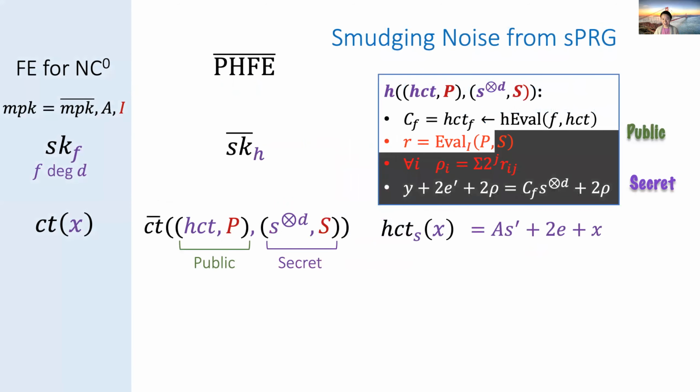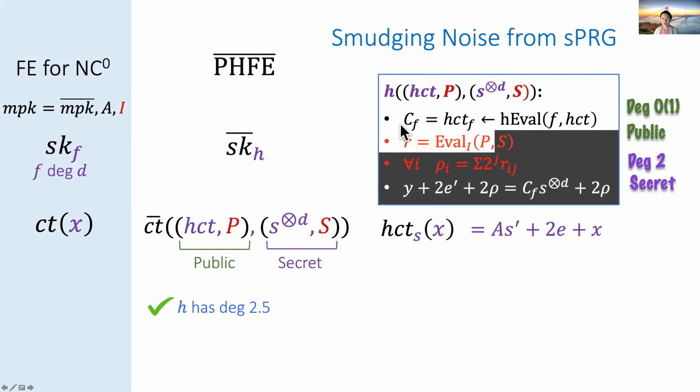And with SPRG, we finally come to our final construction of FE. We can now encrypt both the public and secret seed of the SPRG using the partially hiding FE. The public seed is included in the public part of the input and the secret seed in the secret part.